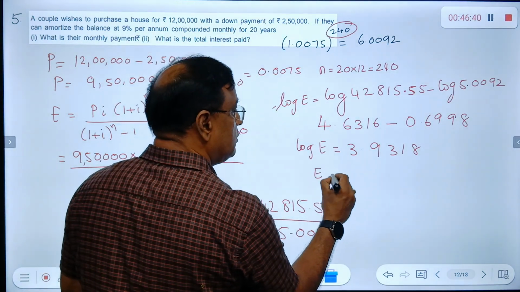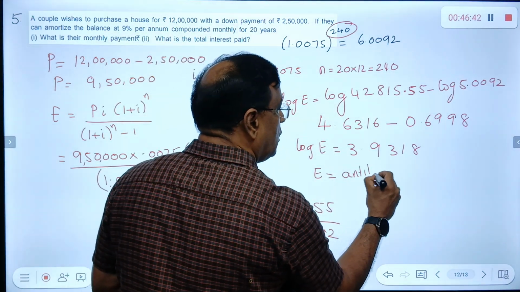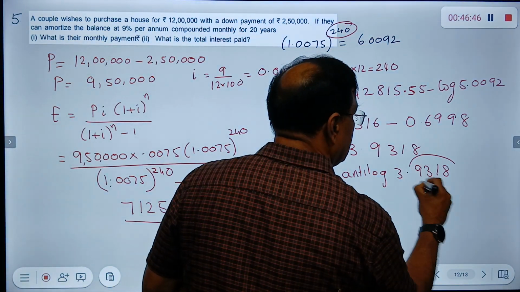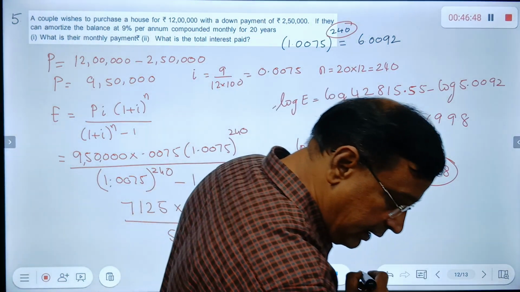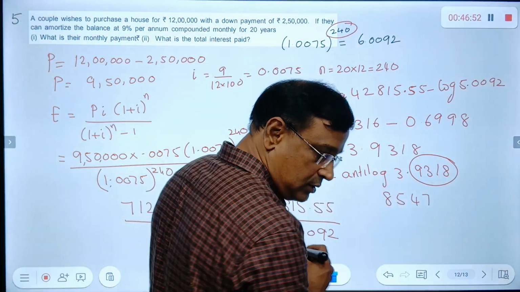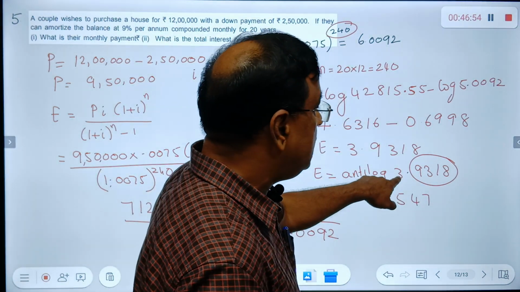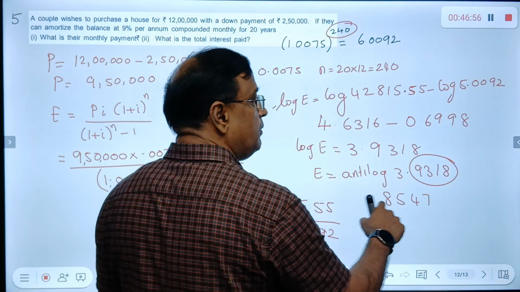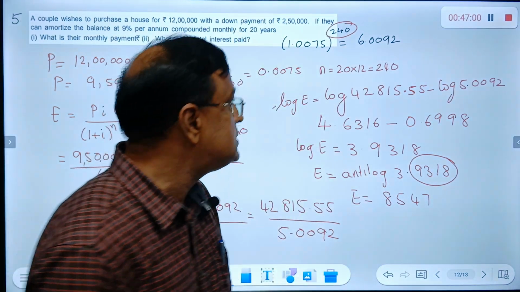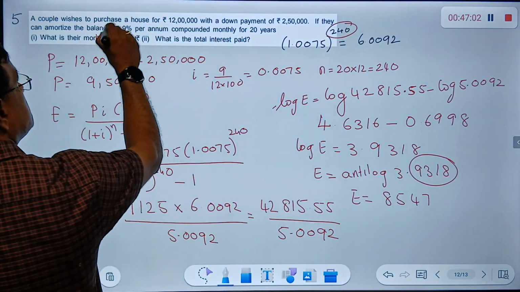So E equal to anti-log of 3.9318. So look at only 9318. If you look at 9318, I'm getting 8547. And since it's a 3-point characteristic, it should be a 4-digit number. So my EMI is 8547. That finishes my first subdivision.